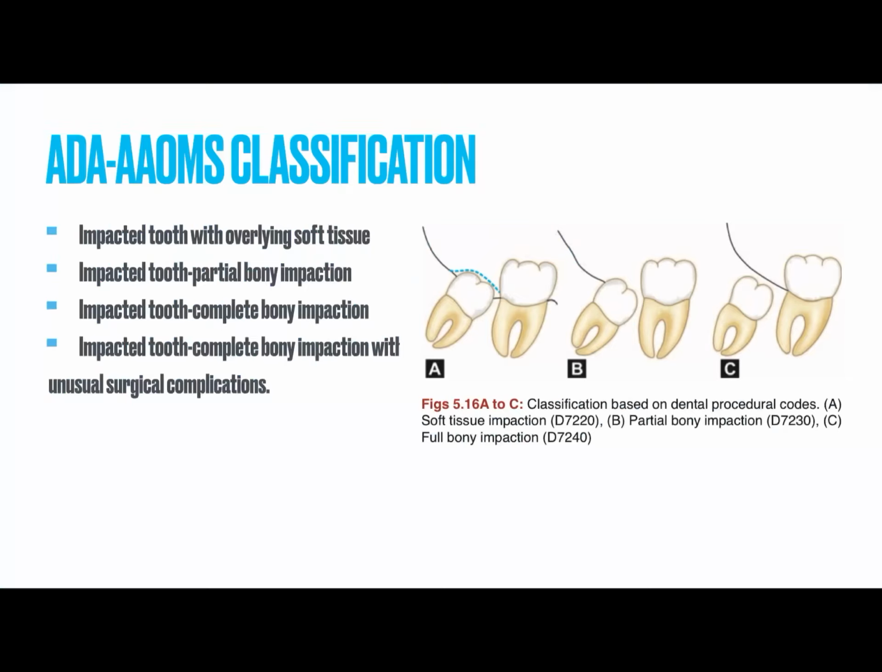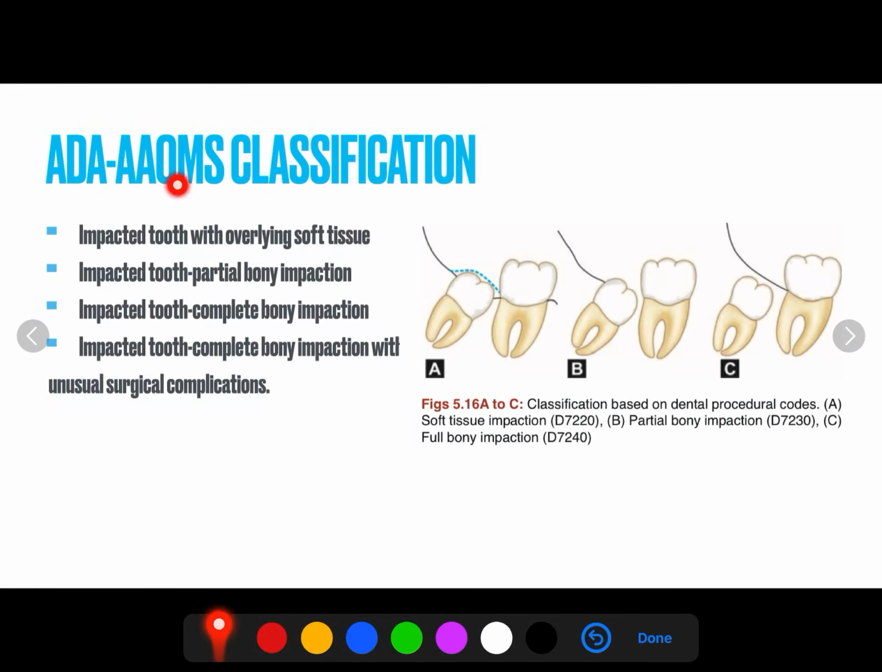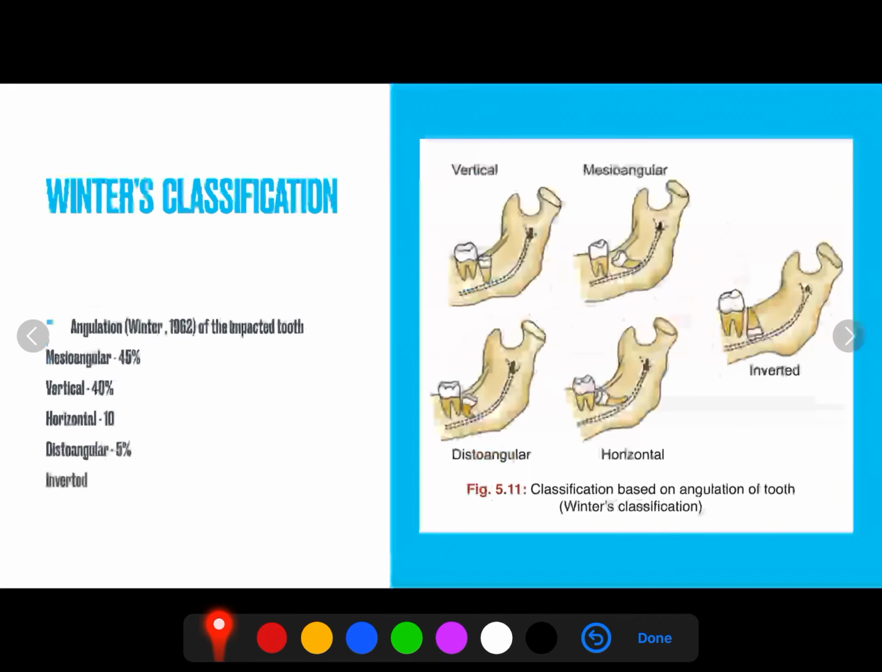The first classification is by the American Dental Association and the American Association of Oral and Maxillofacial Surgeons. It's classified by the dental procedure itself, into a tooth with overlying soft tissue, impacted tooth with partial bony impaction, and with complete bony impaction, or with unusual surgical complications.